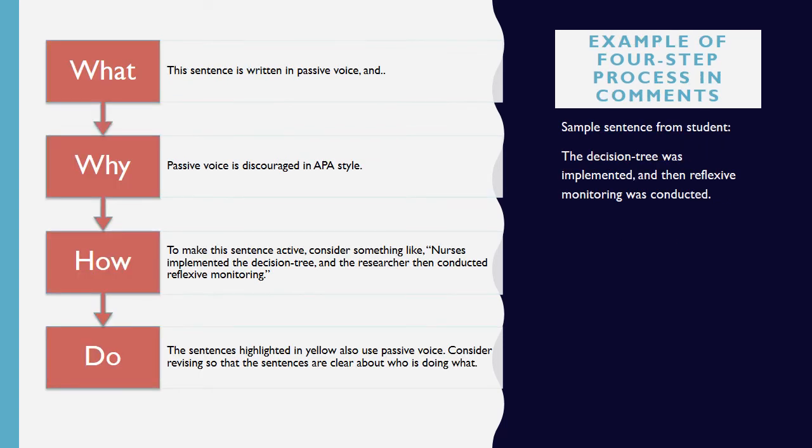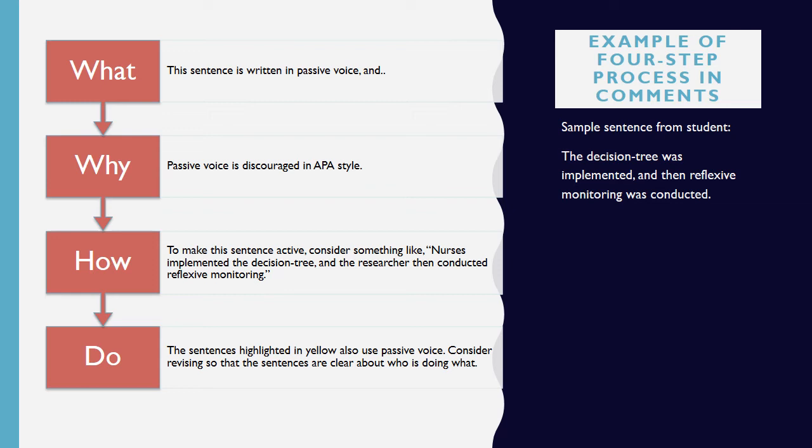So here's an example. This is what it looks like, okay? So on the right here, you'll see the sample sentence from a student. The decision tree was implemented, and then reflexive monitoring was conducted. All right, so that's a sentence that we probably have all come in contact with, either in face-to-face or in our online sessions, and it's written in passive voice. So let's pretend that this is written in passive voice for a discipline that does not like passive voice. And it's an APA style.